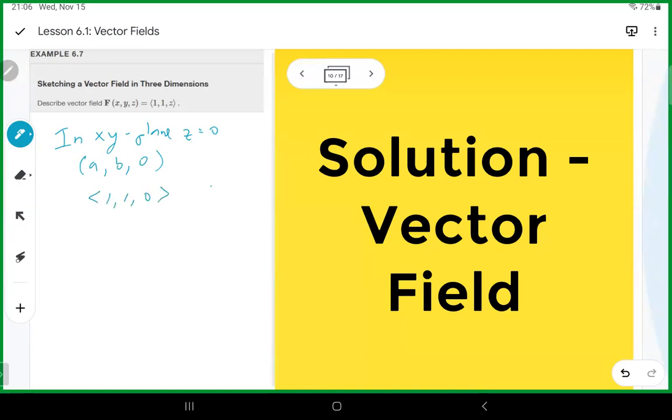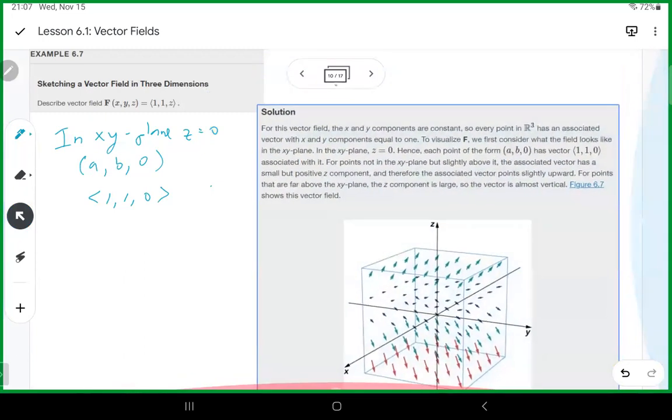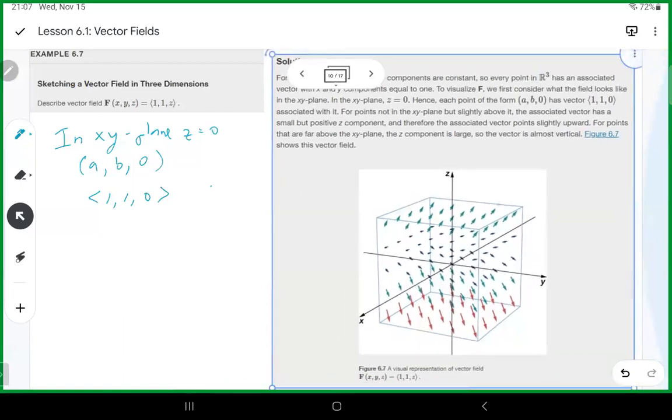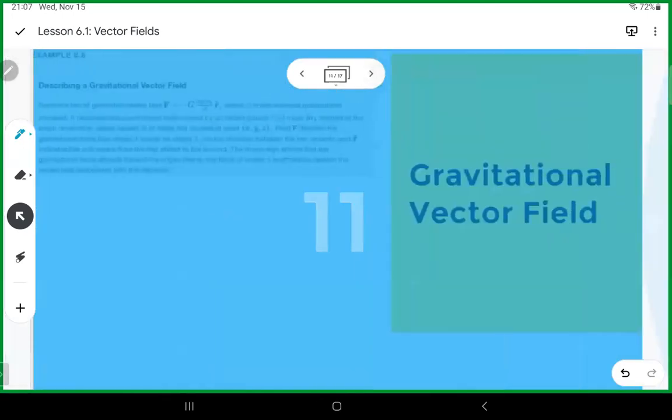For points not in the xy plane, but slightly above it, the associated vector has a small but positive z component, and therefore the associated vector points slightly upward. For points that are far above the xy plane, the z component is larger. So the vector is almost vertical, and that is what this vector field shows. Oh, that's what I did. I just gave you the full explanation instead of putting it in my teacher notes. But that's fine. So you can see it now written out on the PDF.